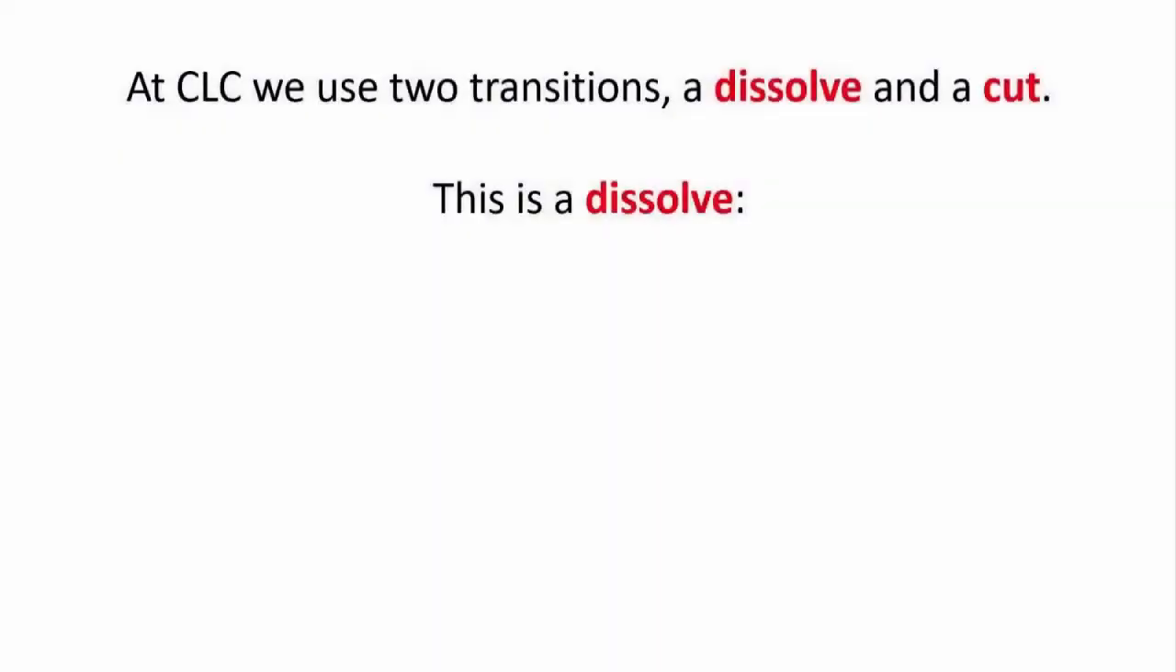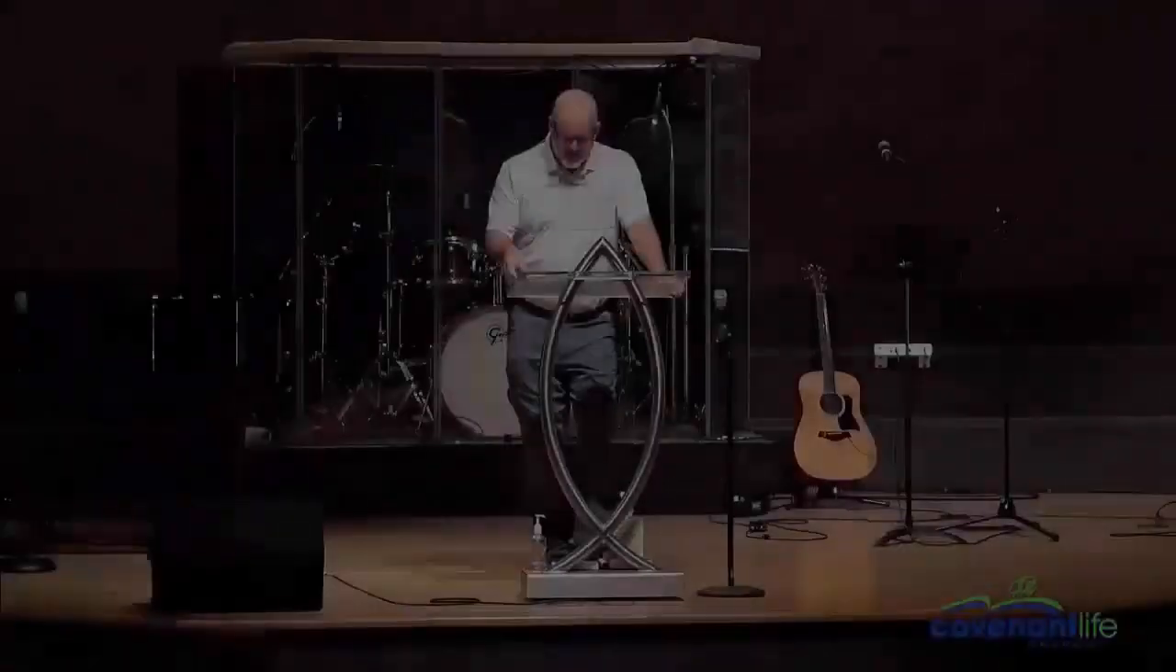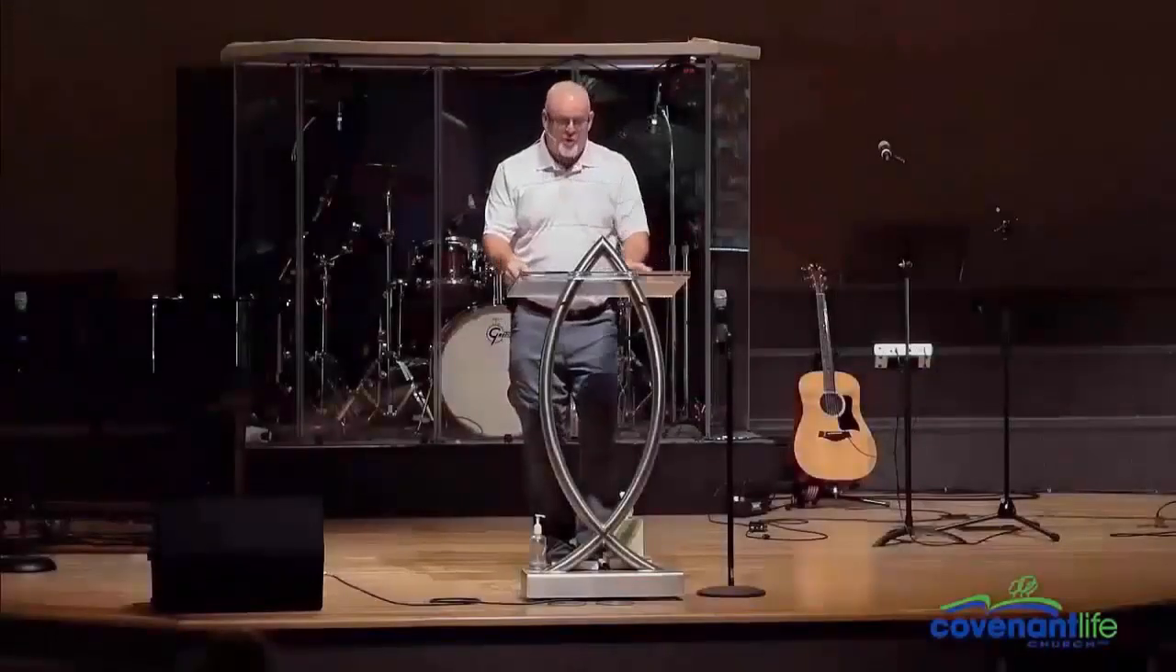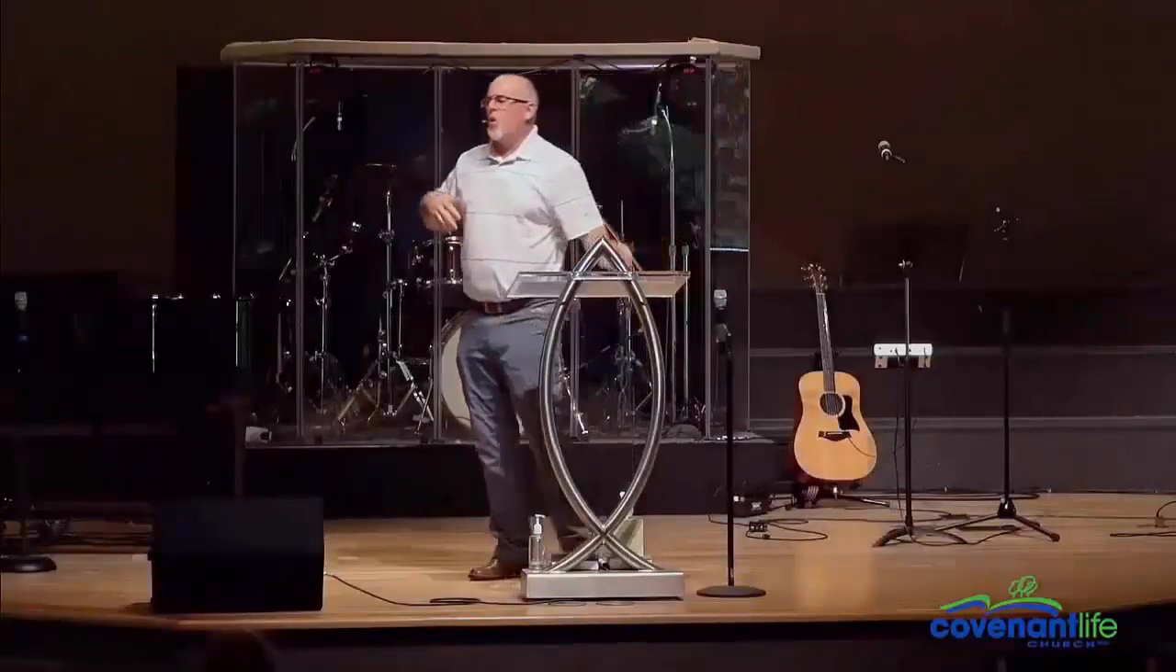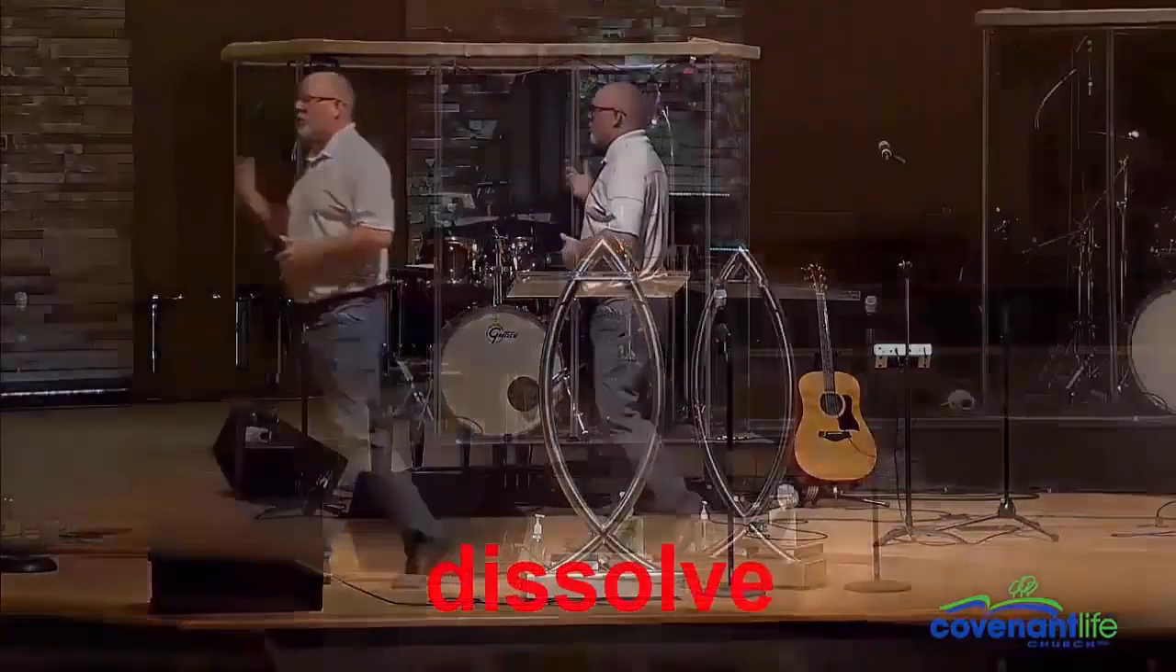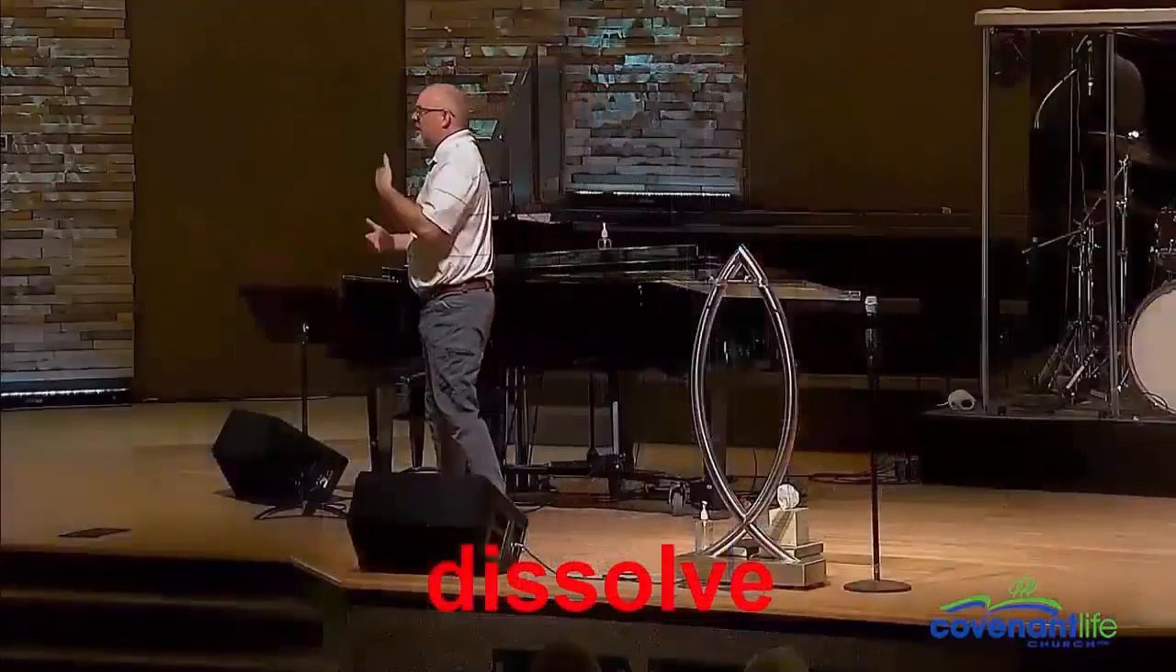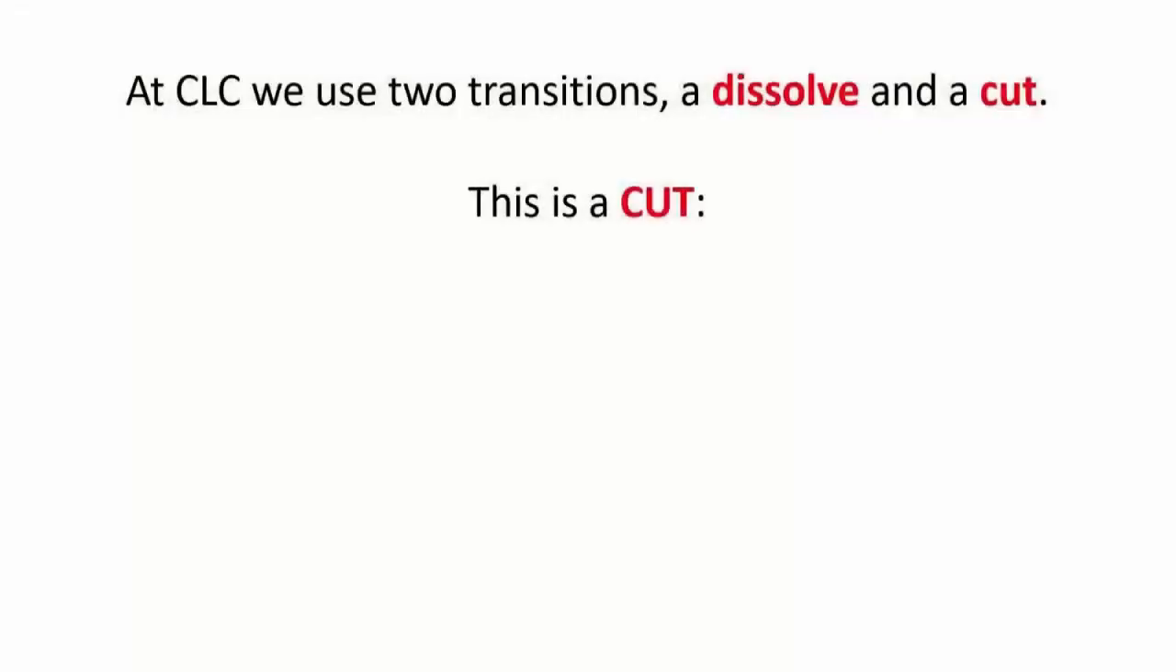At Covenant Life Church, we use two transitions, a dissolve and a cut. Watch this. This is our righteous advocate before the Lord. He starts talking about this moral evidence of eternal life. Moral evidence is you keeping the commandments of God. Did you see the dissolve going from one scene to the next, but it was the same scene?